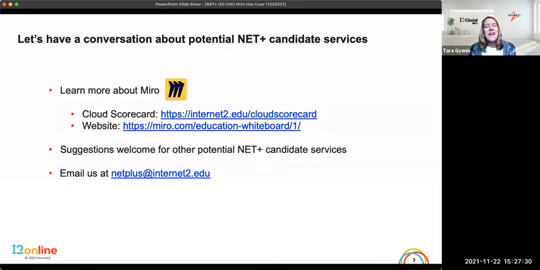And they can also go to the Miro website to learn more about the whiteboard functionalities and tools available through Miro. As always at NetPlus, we appreciate input from the community on potential NetPlus candidate services, whether it's Miro or any others out there, any other technologies that you're looking to use that would scale across various universities. We welcome you to reach out to us at netplus@internet2.edu. So thank you, Matt and Judy. And we look forward to hearing more about how the experience progresses and sharing some more of those use cases.